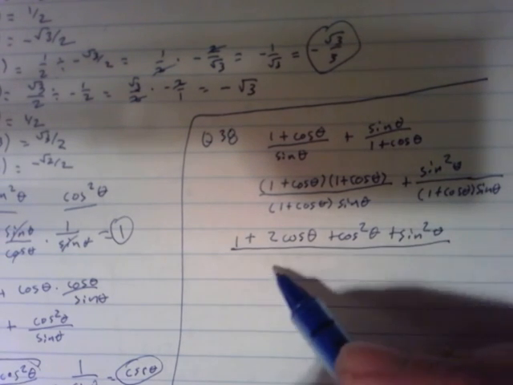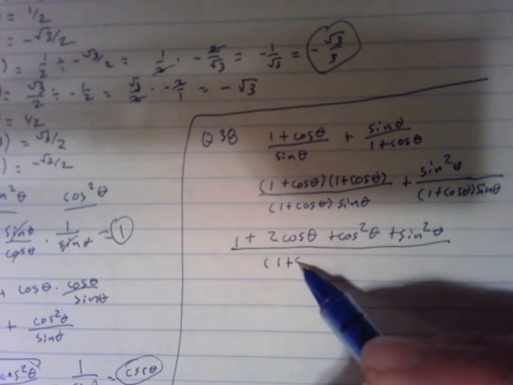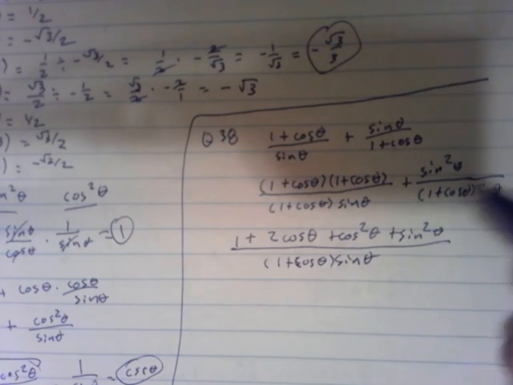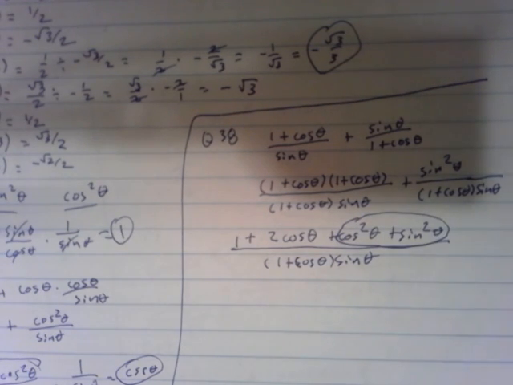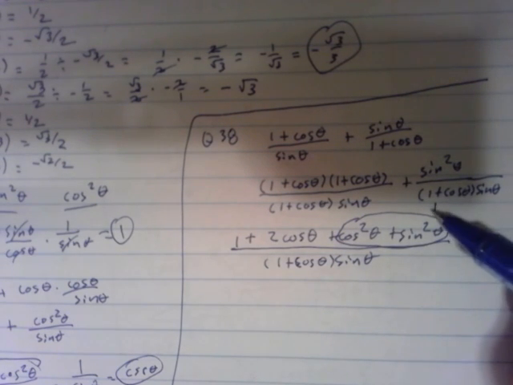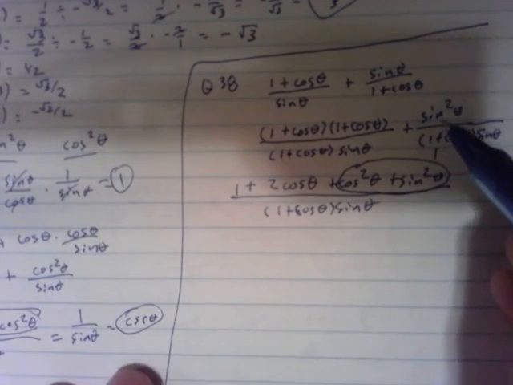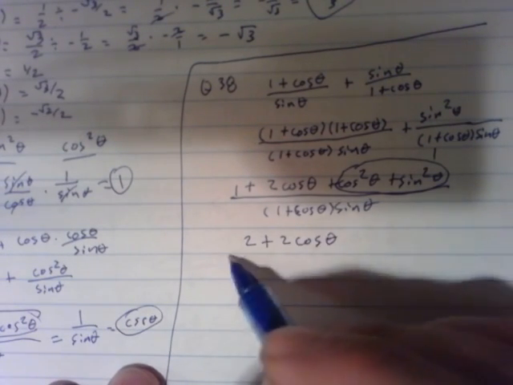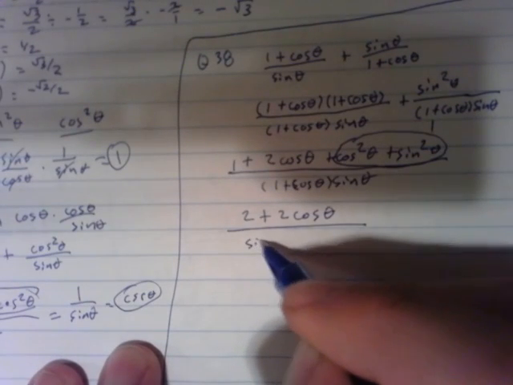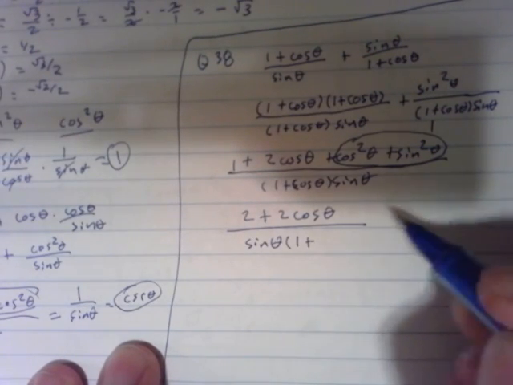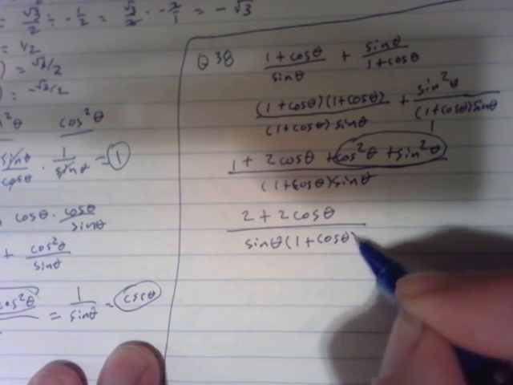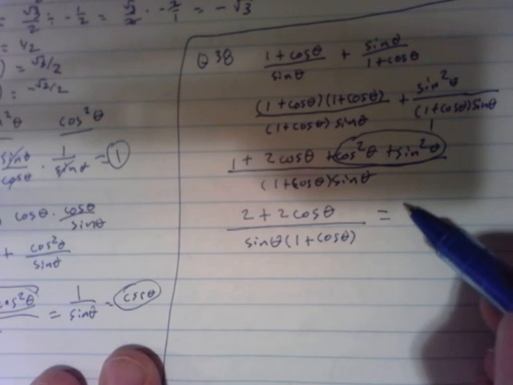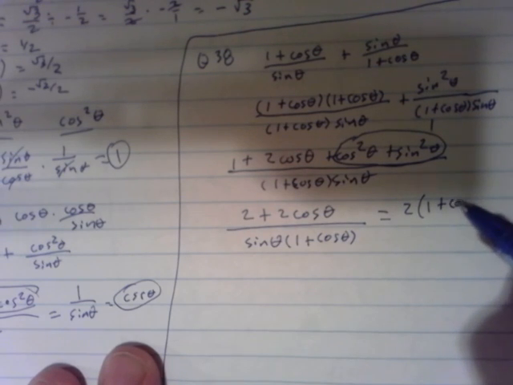All of this is divided by 1 plus cosine theta times sine theta. Now we know this part, cosine squared plus sine squared, that's 1. And then we can add that to the 1 over here, so that's going to give us 2. So we get 2 plus 2 cosine theta over sine theta times 1 plus cosine theta. And you can factor out a 2 from the numerator here.